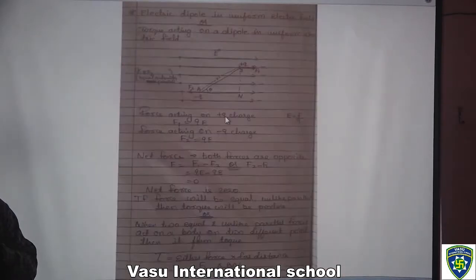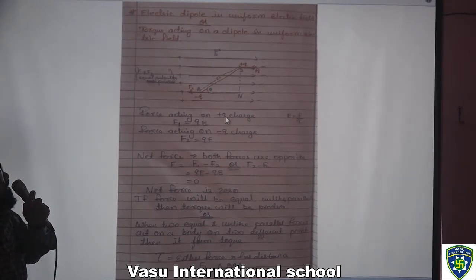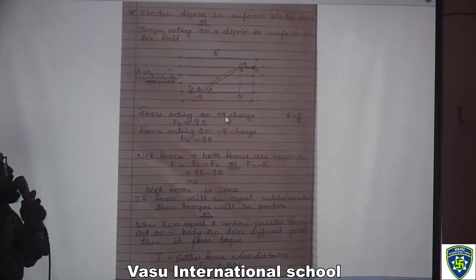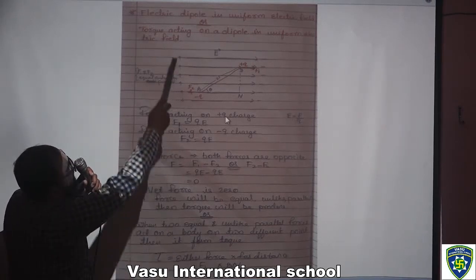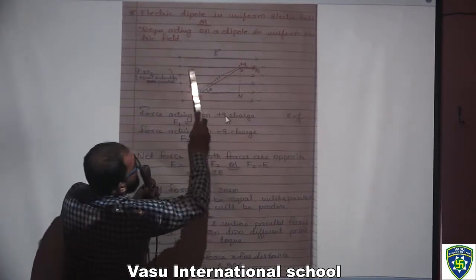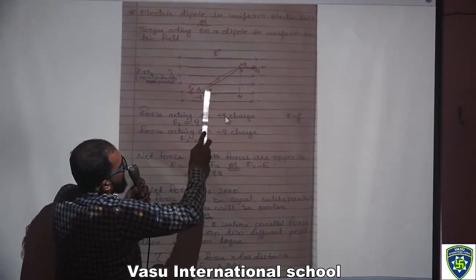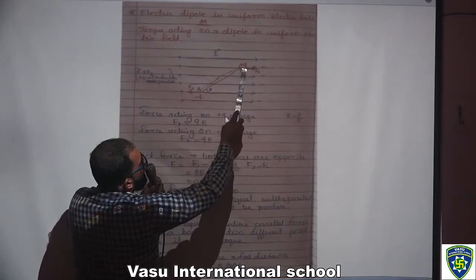Now the next topic will be electric dipole in a uniform electric field, also known as torque acting on a dipole in a uniform electric field. So it is a uniform electric field. There is one dipole which is having an angle theta. Dipole means it is minus q to plus q.